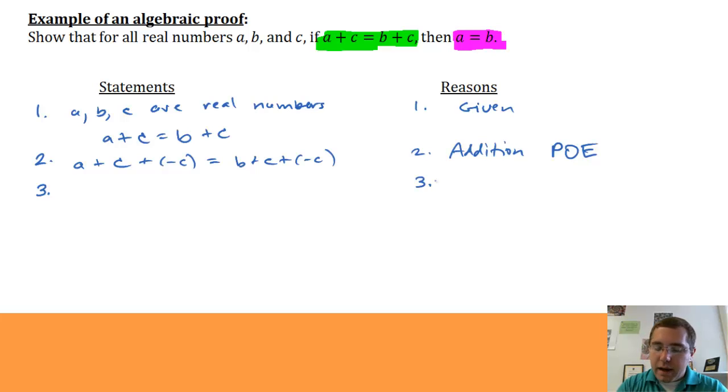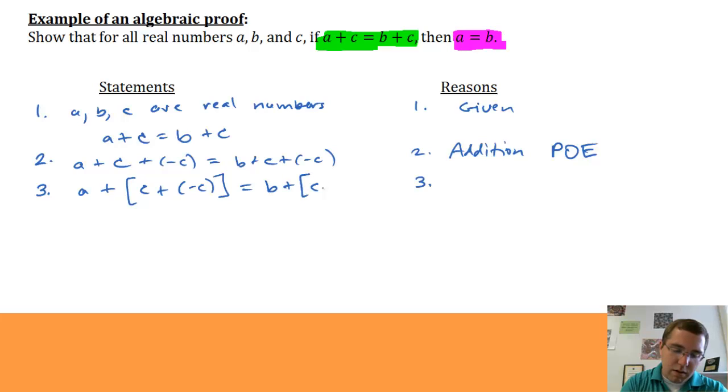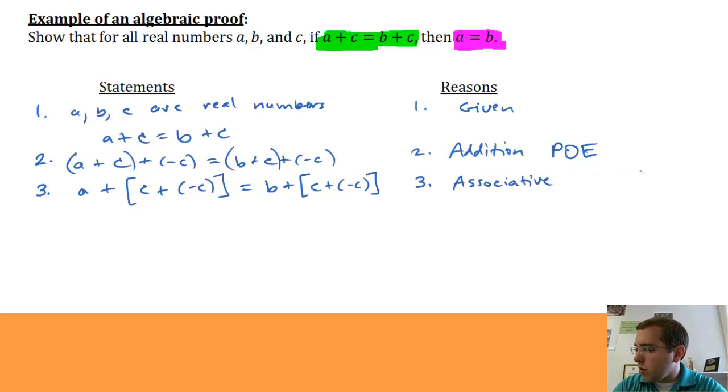Okay. Now, we need to group together c and negative c. Because really, we were taking a plus c and b plus c, and we were adding negative c to those quantities, those sums. So now what I need to do in step number 3 is say, I can do c plus negative c before I add a. And I can do c plus negative c before I add b. What tells me I can do that? That I can associate these different values. That is the associative property. In this case, the property of addition.